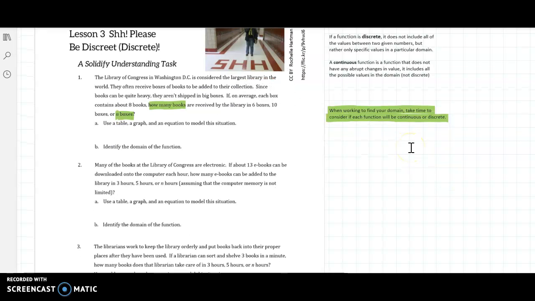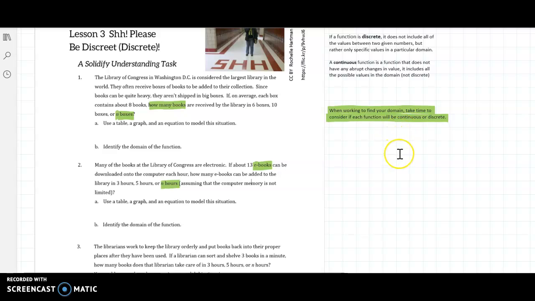Part 2. Many of the books at the Library of Congress are electronic. If about 13 ebooks can be downloaded onto the computer each hour, how many ebooks can be added to the library in 3 hours, 5 hours, or n hours? Allow n, the number of hours, to be your input, and the number of ebooks to be your output.